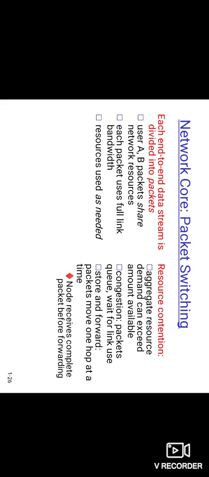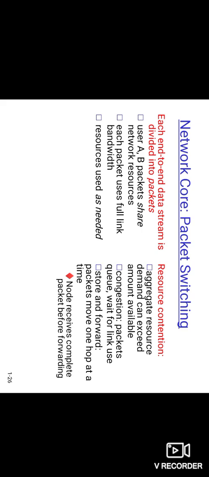Each packet switch has multiple links attached to it. For each attached link, the packet switch has an output buffer which stores the packets that the router is about to send to that link. The output buffers play a key role in packet switching. If an arriving packet needs to be transmitted across a link, but it finds that the link is busy with the transmission of another packet, the arriving packet must wait at the output buffer. This is known as queuing delay.